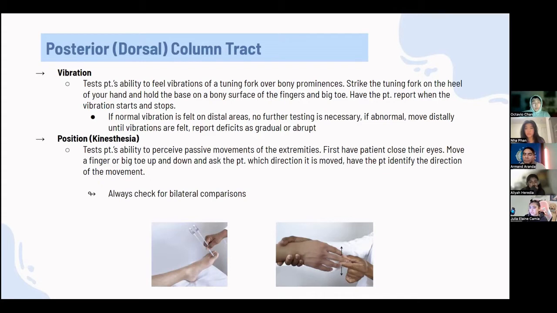And for kinesthesia, you want to test the patient's ability to perceive passive movements of the extremities. So you'd have the patient close their eyes, and you would move their finger or big toe up and down and ask the patient which direction it's moved and just have them identify it. And then for the dorsal column tract, you want to always check for bilateral comparisons.